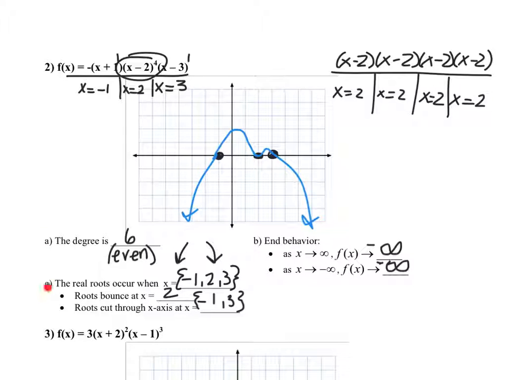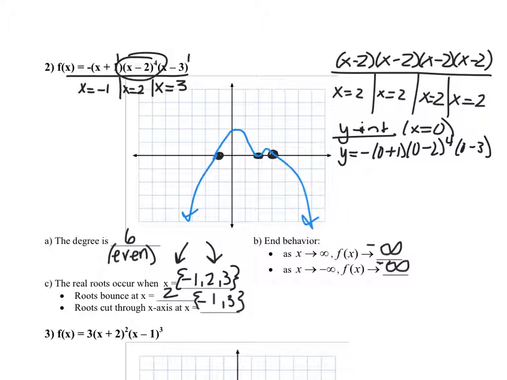It's not here for parts A, B, and C, but I could just show you how to do it right now. So a y-intercept, we discussed, occurs when x equals 0. So let's write down how to find the y-intercept. So x equals 0. So y equals -(0 plus 1)(0 minus 2)^4(0 minus 3). So here is my equation that I'm plugging in 0 for here and here and here. So notice how I did that. Now let's just do the math. So y equals -1, -2 to the 4th, and -3.